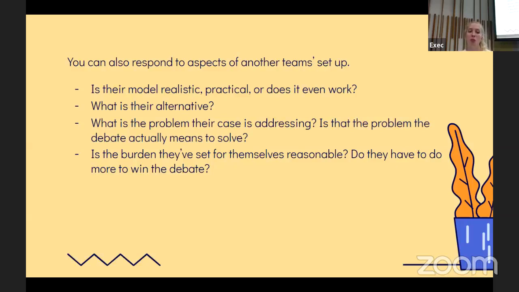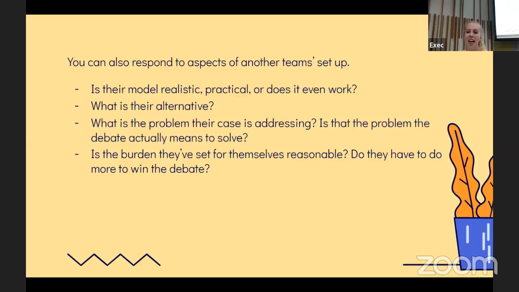You also want to be responding to things like, what is the problem their case is addressing? Because all debates will be about a problem. The reason that really smart adjudicators set motions is to address a problem that exists.